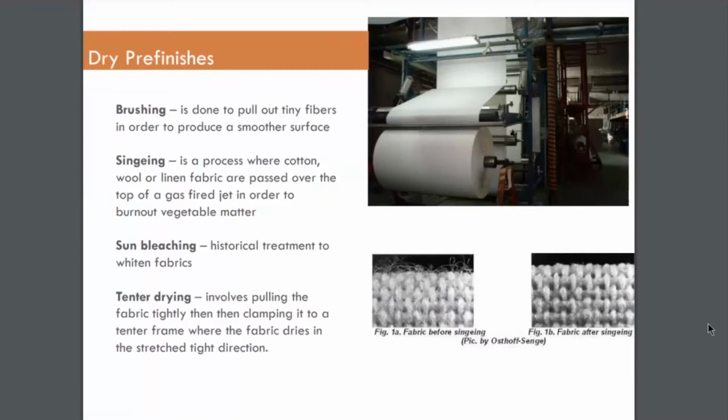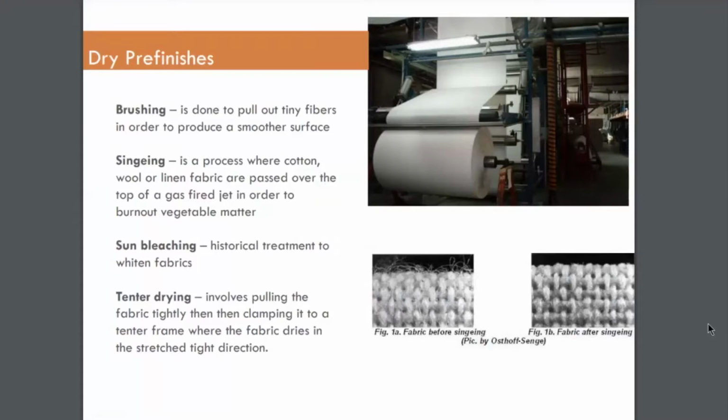The first being a dry finish, the process called brushing. Brushing is done to pull out the tiny fibers in order to produce a smoother surface. You can think about how we might even brush our garments with tape or something to remove those small fibers to produce a smoother surface. So brushing has been around for a while to smooth the surface.